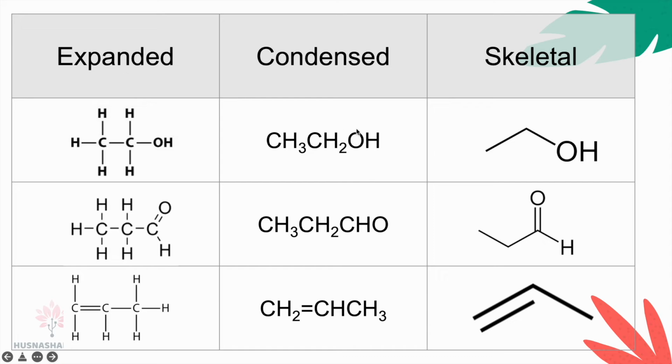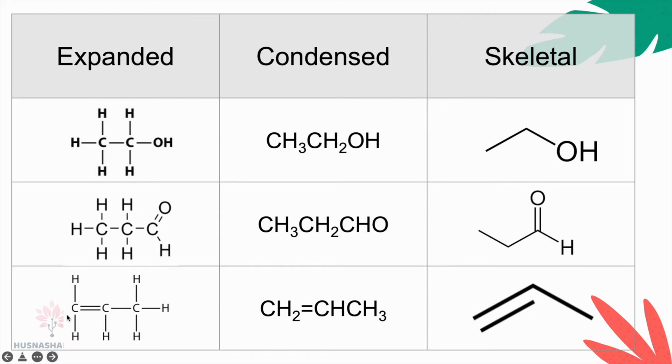If COH, it means C single bond with O, and then that O single bond with H. So that's the difference between CHO and COH. If COH, C single bond O. If CHO, C double bond O, single bond with H. That is CHO. So here start CH3, then CH2, CHO. The C double bond O, the C single bond with H. Okay, the functional group is shown.